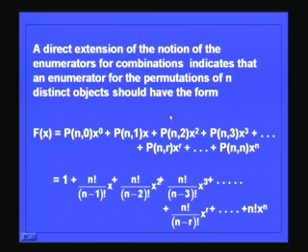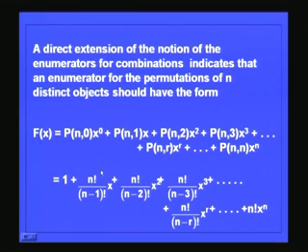In general, if you want to have an enumerator for the permutations, looking back, the enumerator for combinations has a formula like this, where you had C(n,0), C(n,1), etc. A direct extension of the notion of the enumerators for combinations indicates that an enumerator for the permutations of n distinct objects should have the form f(x) = P(n,0)x^0 + P(n,1)x + P(n,2)x^2 + ... Here P(n,0) gives the number of permutations of 0 objects out of n objects, P(n,1) gives the number of permutations of one object out of n objects, and P(n,2) gives the number of permutations of two objects out of n objects, and that should be the coefficient of x^2 if you want the permutations to be defined.